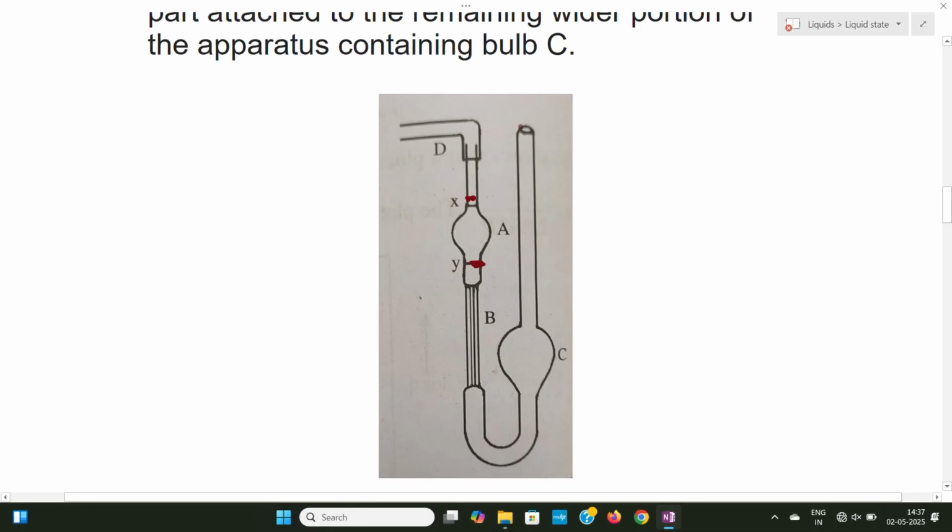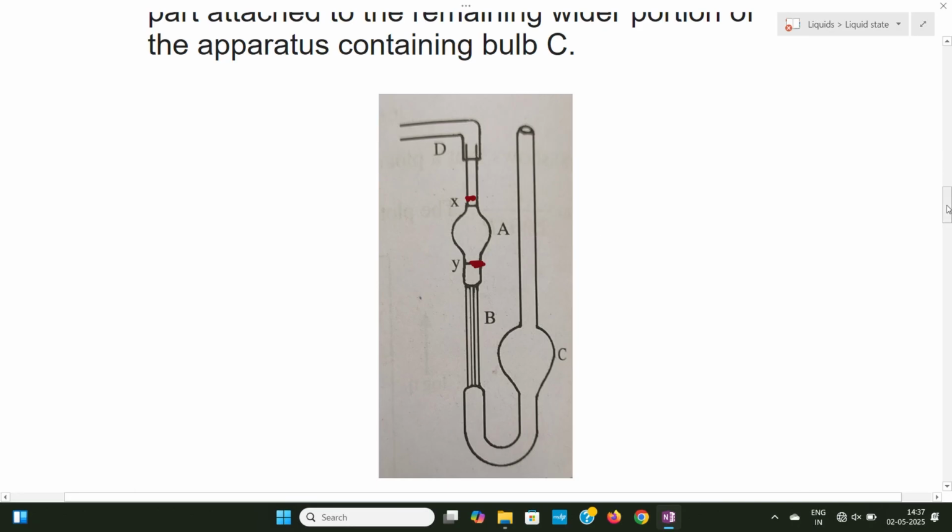So first we introduce the water through the bulb C, through this end. Then we suck the water up to a little more than X using a rubber tube. Then we allow the water to fall out till Y, and we note the time of flow of the water. That will be T2.